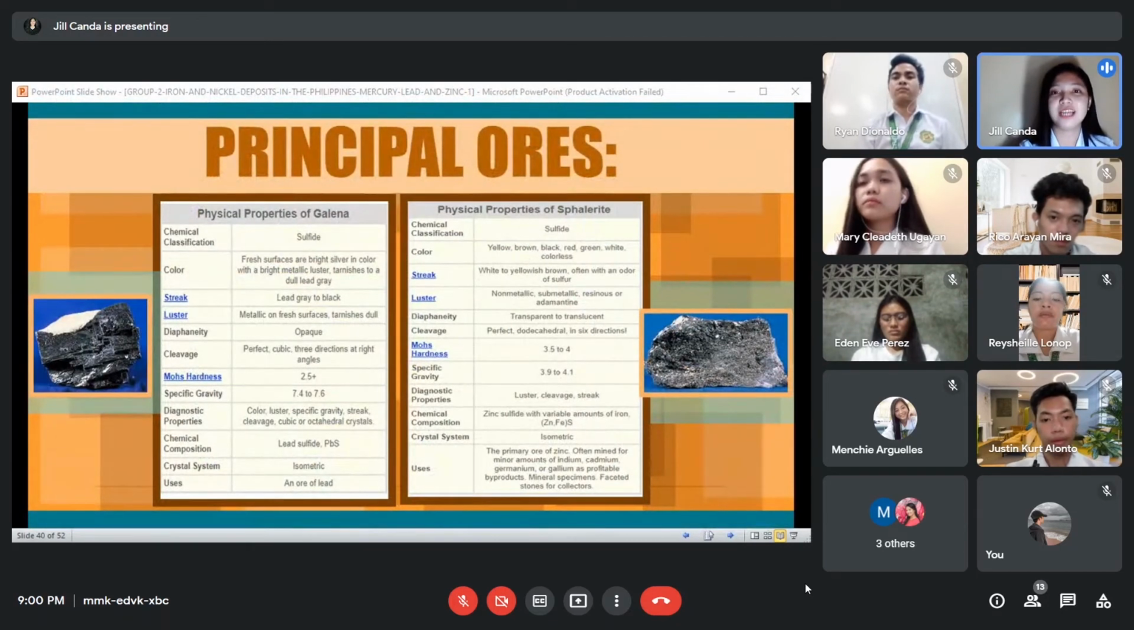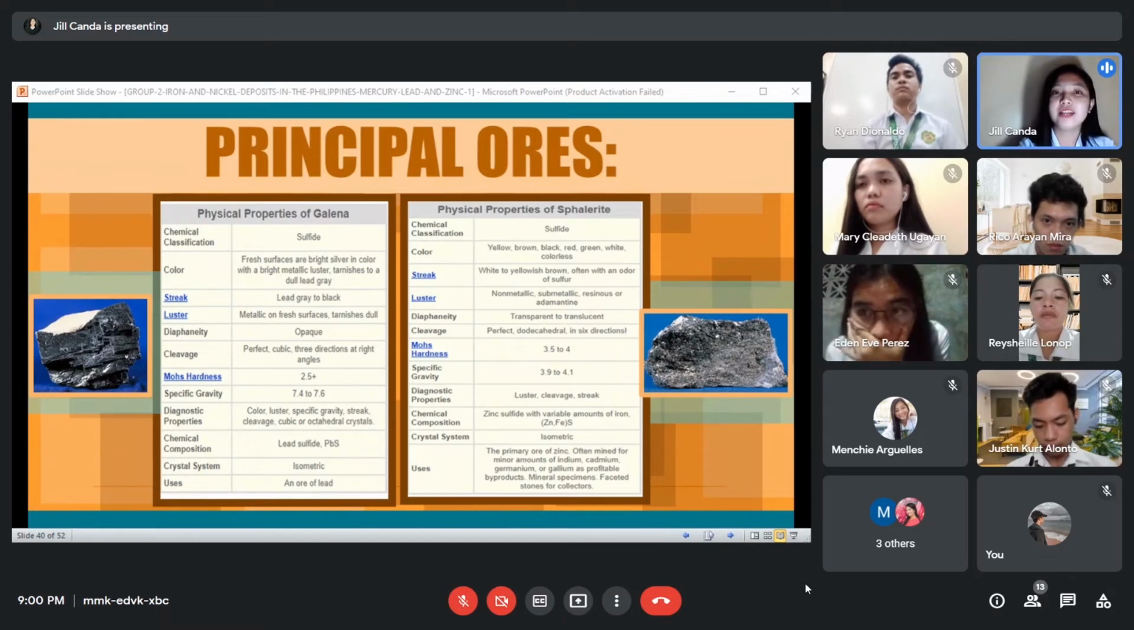So both are classified as sulfides. In terms of color, galena is a bright silver with a metallic luster but tarnishes when exposed to air, while sphalerite can be yellow, brown, black, red, green, white, or colorless. In terms of streak, galena's streak is from lead gray to black, while sphalerite's is from white to yellowish brown. Galena's luster is metallic when freshly cut, but becomes dull gray as it tarnishes with air. Sphalerite, on the other hand, is non-metallic, submetallic, resinous, or adamantine.